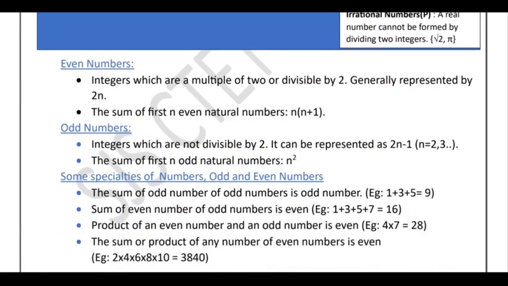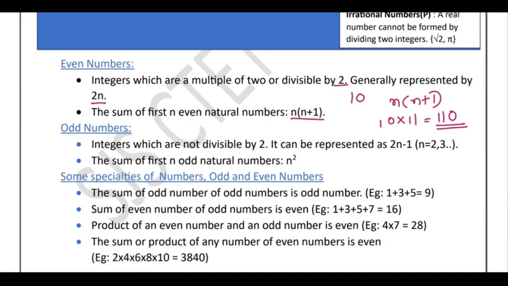And what are even numbers, everyone? Even numbers can be written as 2n generally, and they are the numbers which are divisible by 2, or multiples of 2. The sum of the first n even natural numbers is n into n plus 1. For example, if you want to calculate the sum of the first 10 even natural numbers, you can simply use the formula n into n plus 1. You get 10 into 10 plus 1, that is 11, that is 110. So that is the sum of the first 10 even natural numbers.